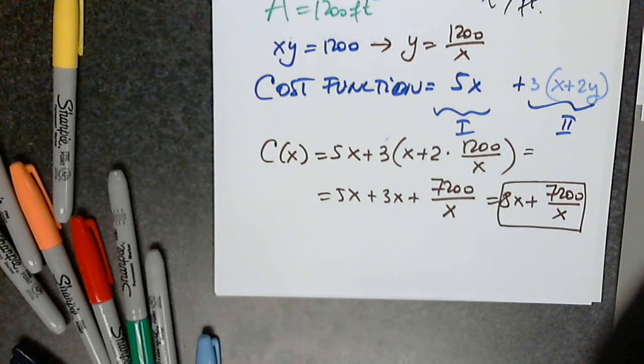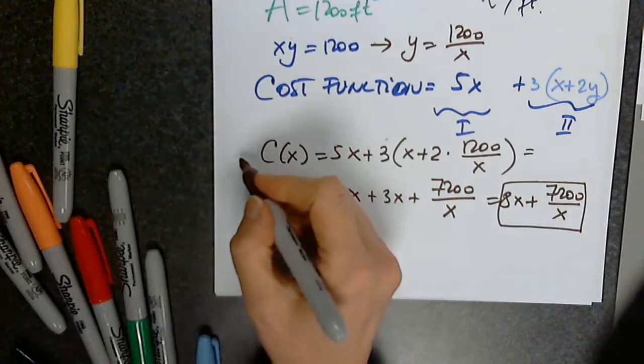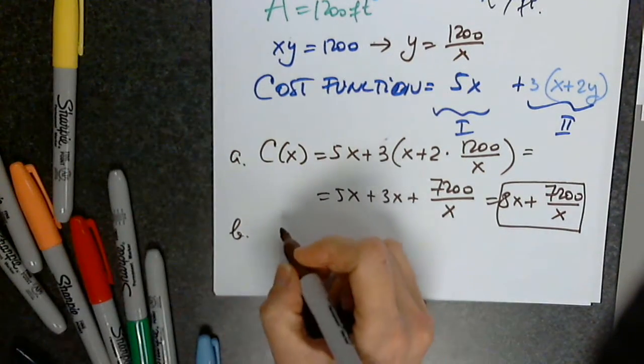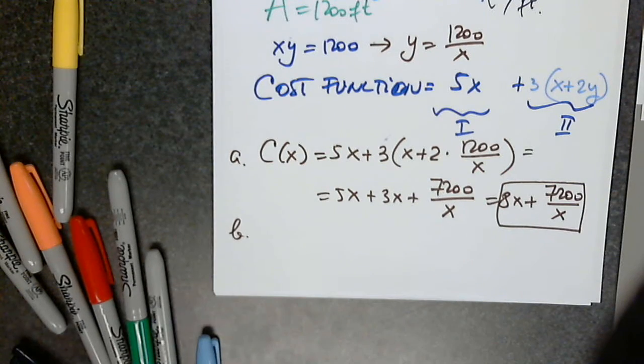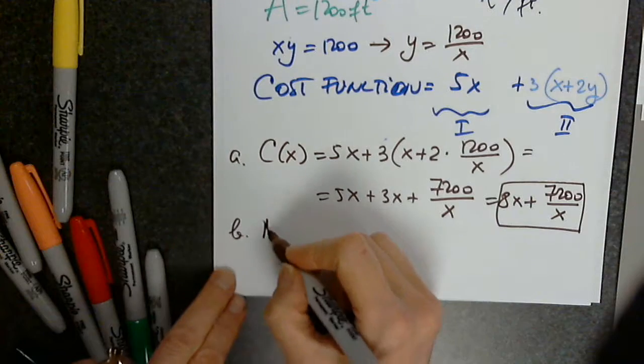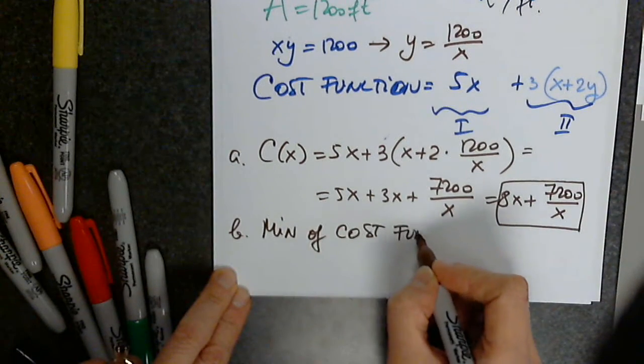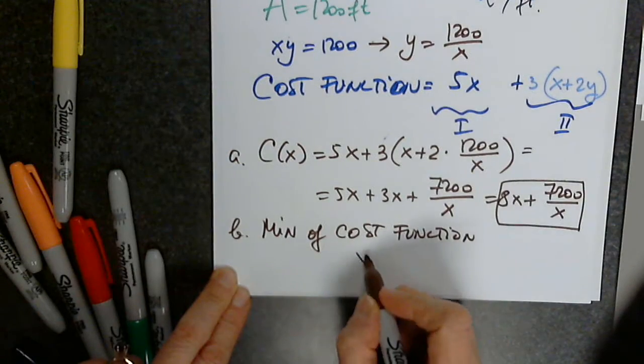Any questions on any step? Anyone? Please stop me if you have questions. This was part A. Are we okay with part A? Part B, it says find the garden's dimensions that minimize the cost. Min of cost. Find X.